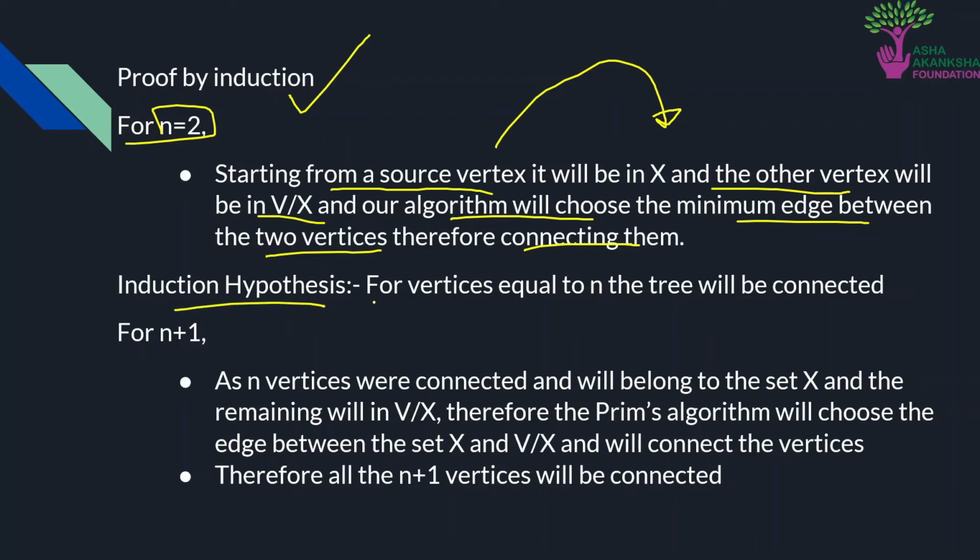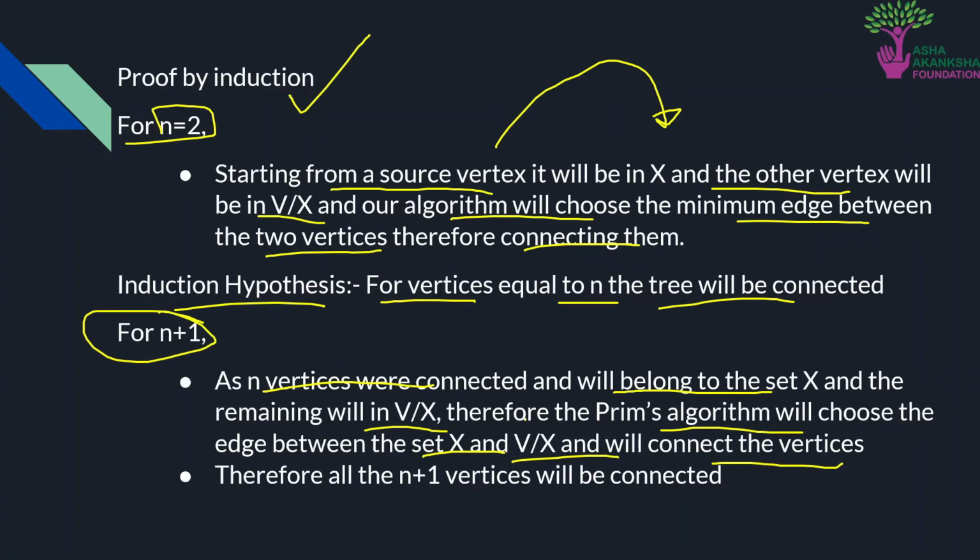The induction hypothesis says that for vertices equal to n, the tree will be connected. I will prove it for n plus 1. As n vertices were connected and belong to the same set X, and the remaining are in V minus X, Prim's algorithm will again choose an edge between set X and V minus X and will connect the vertices. Therefore, all the n plus 1 vertices will be connected.